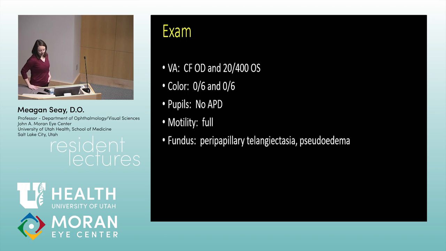All right. Here's his exam. Right eye counts fingers, 20/400 in the left, no color. He has no APD, eye movements are full. You look at his fundus, he has some peripapillary telangiectasia, some pseudoedema, kind of cool, bearing optic nerves. Any clues at this point?